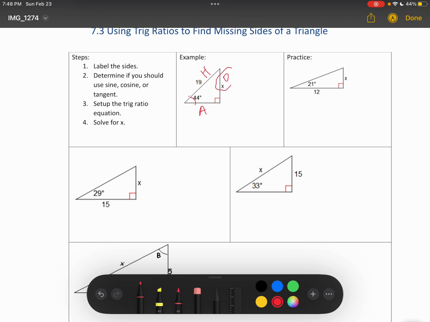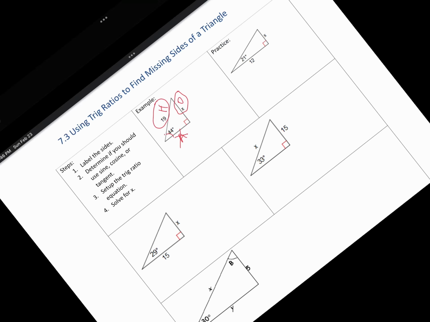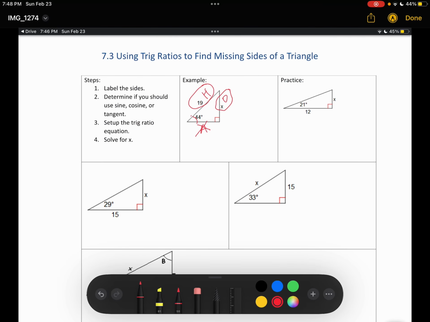So looking at this triangle, I have an angle measurement of 44 degrees. I know I'm trying to find the opposite, and I have the length of the hypotenuse, but the adjacent is blank, so we're not using that to help us solve this problem. And so now that we've labeled our sides, the next step is to decide if this is a sine, cosine, or tangent problem.